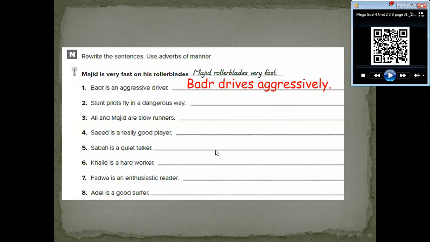Okay, now I want you to answer. I want another student to answer question number 2. السؤال الثاني بنفس الطريقه كده، لان عاوز طالب يحوله لنا من صفه لظرف.